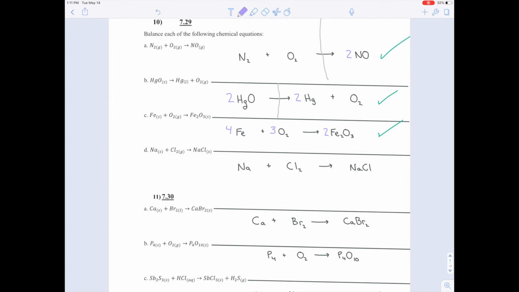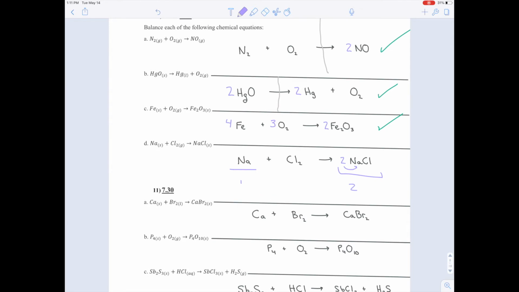All right, how about D? D, we have 1 sodium on the left, 1 sodium on the right. That's balanced. We have 2 chlorines on the left, only 1 on the right. So what can I multiply this 1 by to give me 2? 2. All right, every time you add a number, go back and make sure that everything is balanced. We have 1 sodium on the left, and you can see we have 2 sodiums on the right. So what can I multiply the sodium on the left by to give me 2? I can multiply that 1 by a 2.